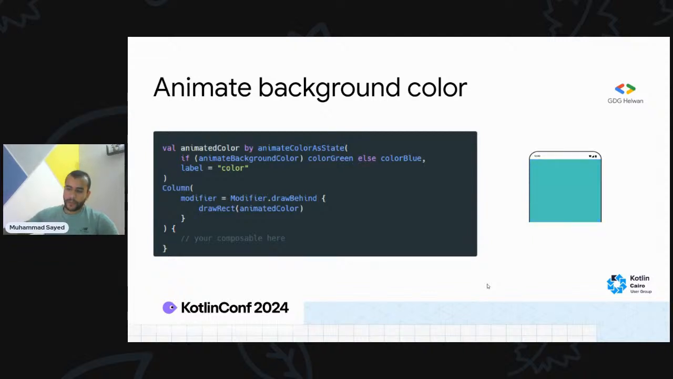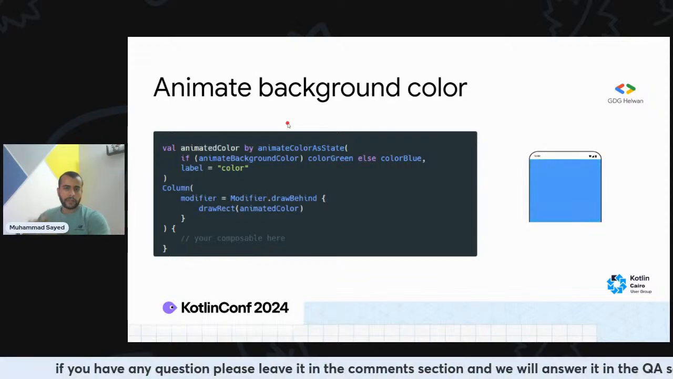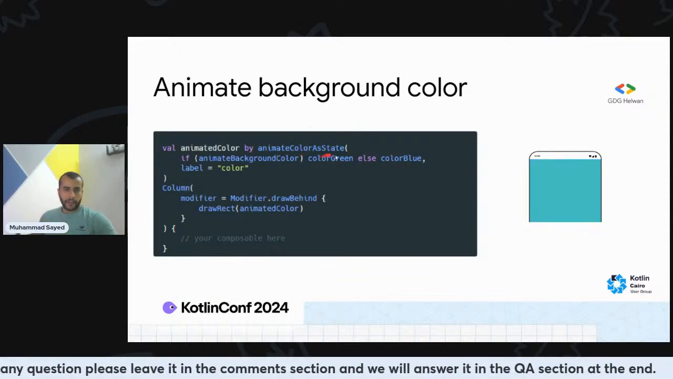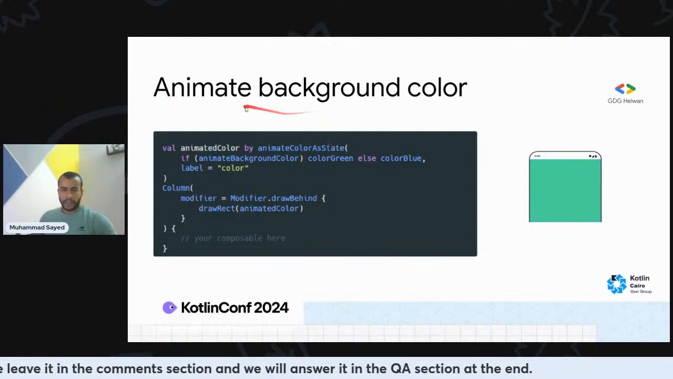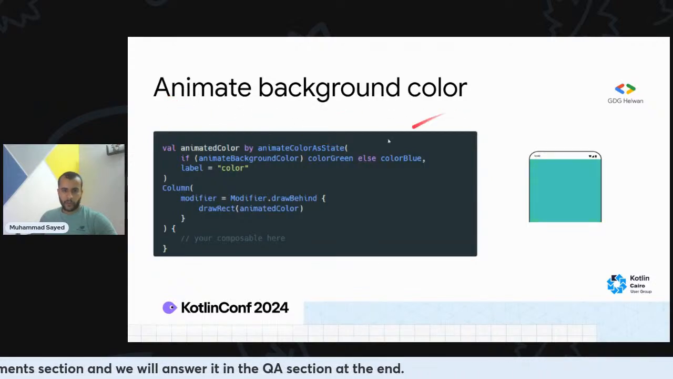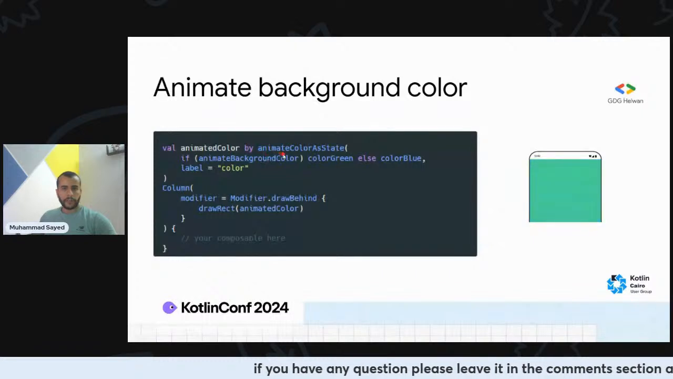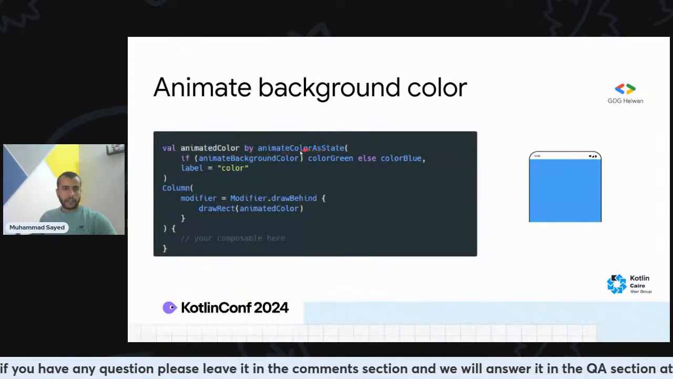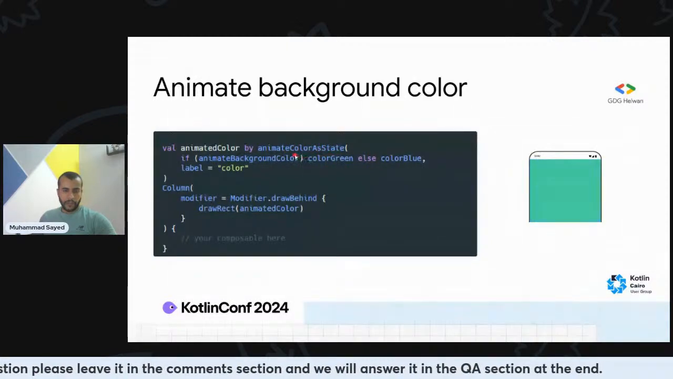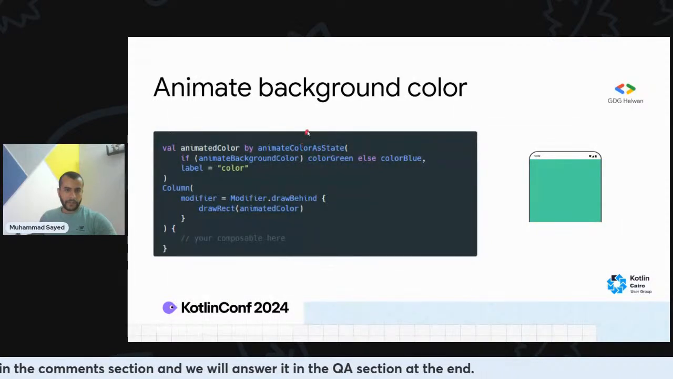Moving forward, I believe we have another tool we can use as well. It's called animate color as a state. The study is about animating background color. We can do this easily by using this function. It's in Compose itself. We didn't create it. We can use it out of the box by creating a variable and using animate color as a state. We have multiple variants for this function.